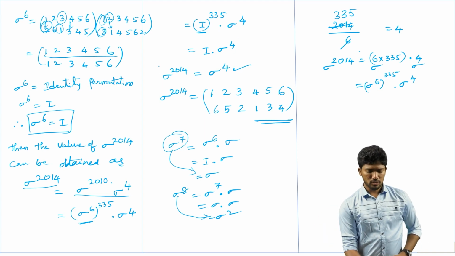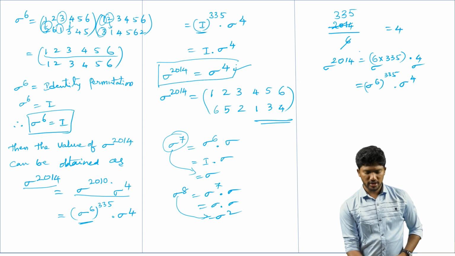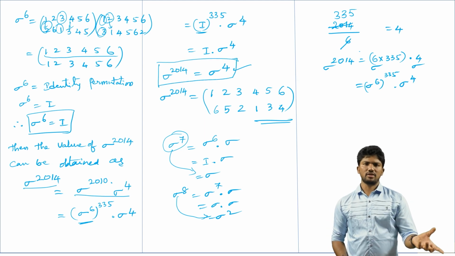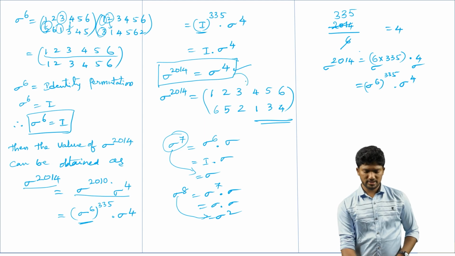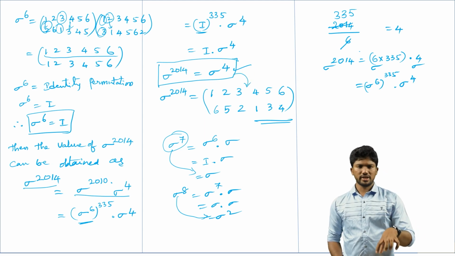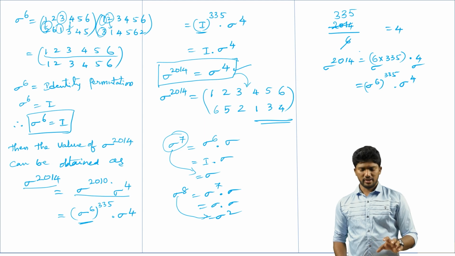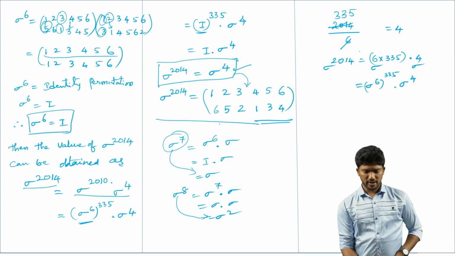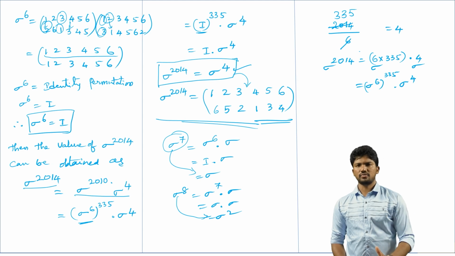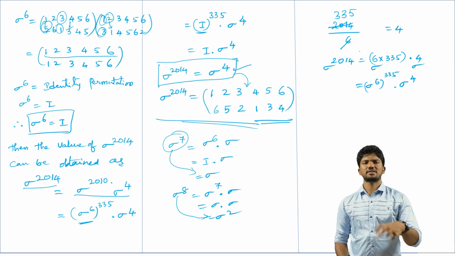So therefore sigma power 2014 is equal to sigma power 4. Already we found the value of sigma power 4, so write down the sigma power 4 value here. That is the 2014 power value of the sigma. So sigma power 2014 is equal to sigma power 4. In this format, you have to find any power of sigma.